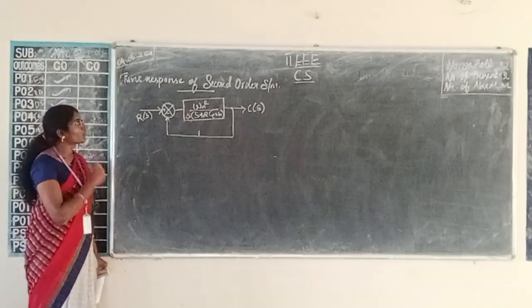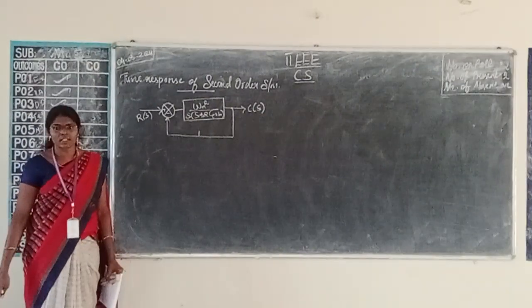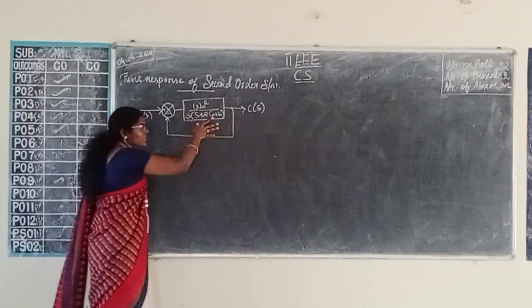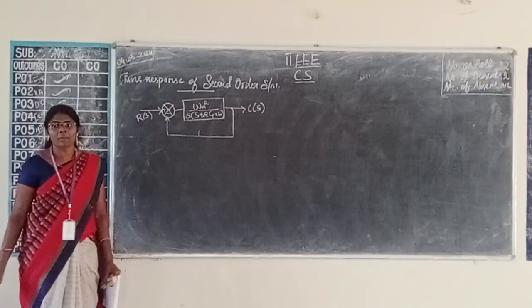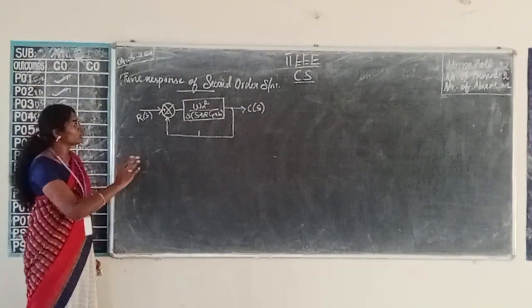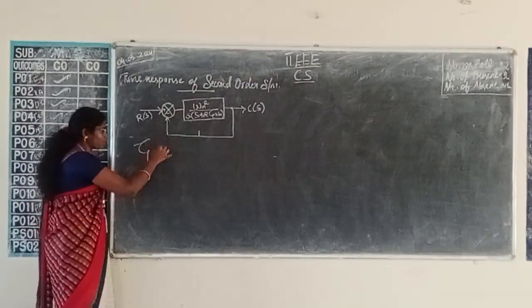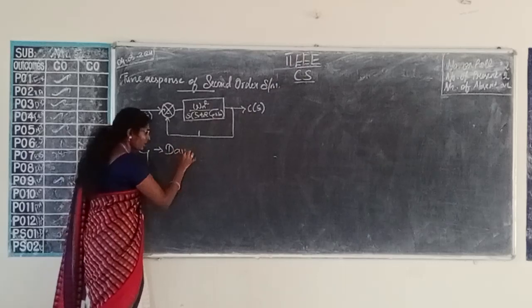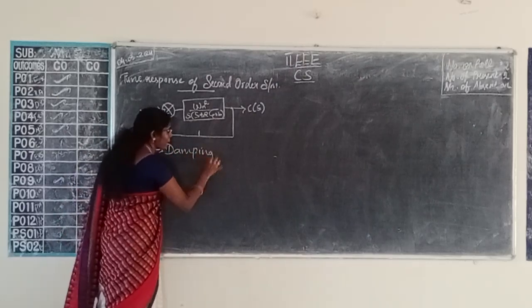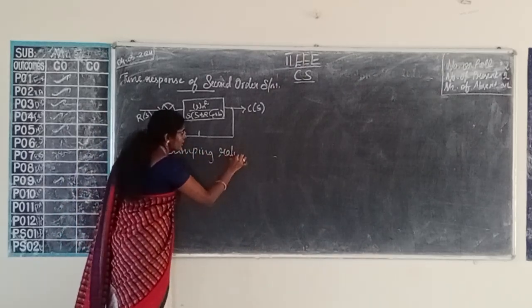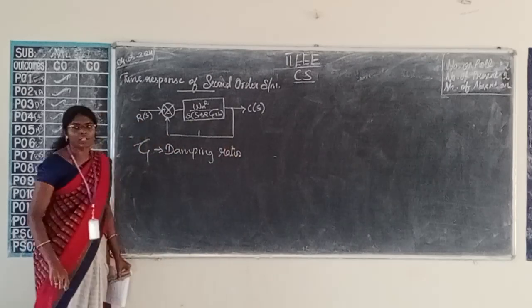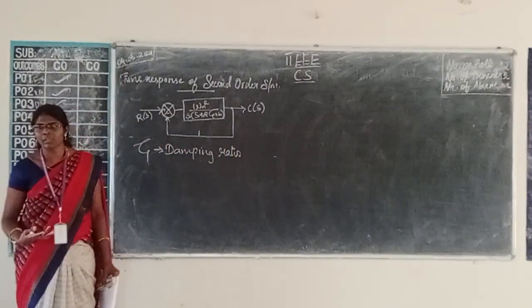Okay, in order to study the time response of the second order system, this is the system's equation. It is given as omega n squared by S into S plus 2 zeta omega n. And what does this zeta mean? Zeta is what we call the damping ratio. What does damping mean?